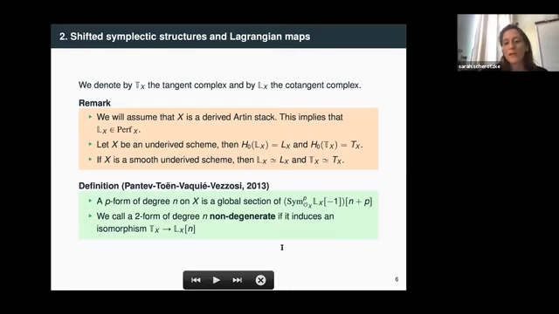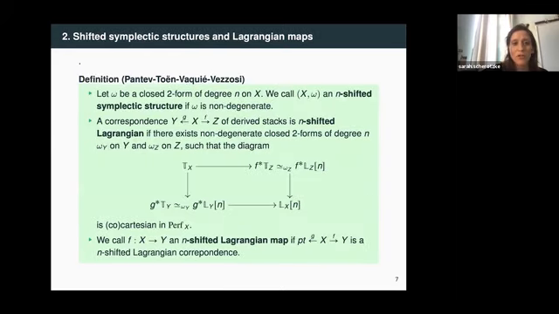And exactly like in the classical setting, we would say that the 2-form is non-degenerate if the morphism that is induced by the 2-form is actually an isomorphism. So an isomorphism between the tangent complex and the cotangent complex shifted by n.